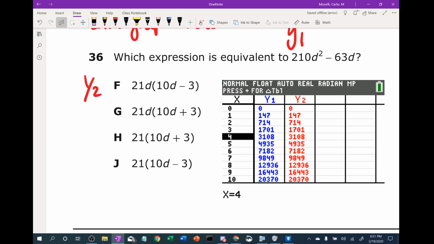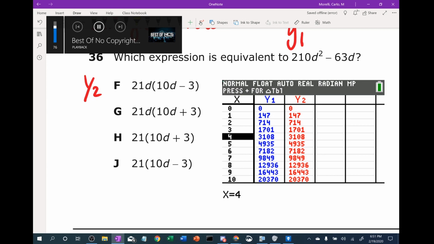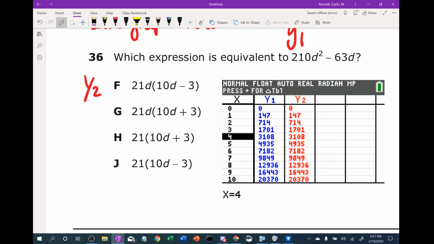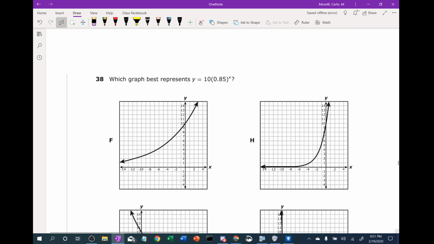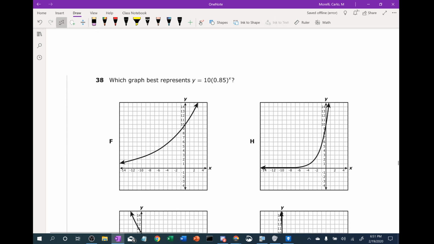Okay, so number 41 on 2019. Why isn't it loading? Oh. It's like it's frozen. Hang on. Number 41.